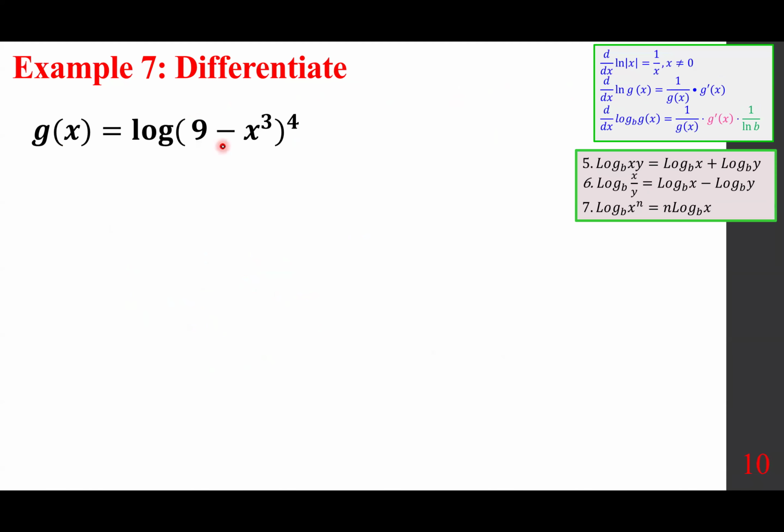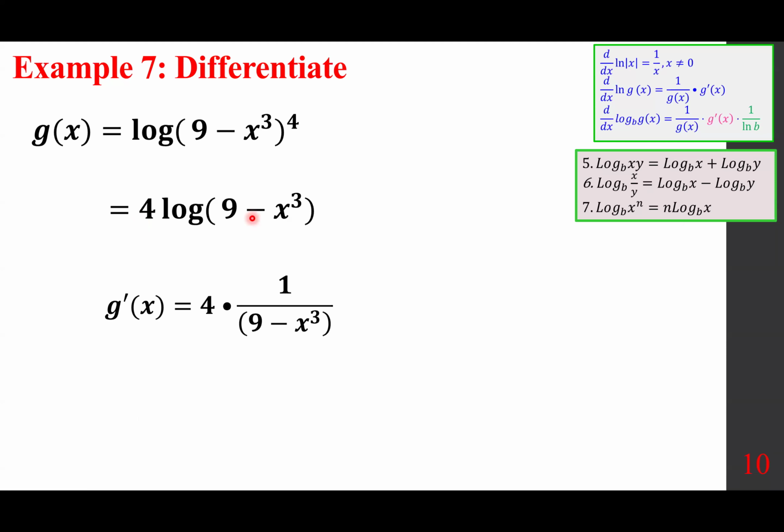G of x is log of (9 minus x cubed) to the power of 4, and decomposition of log is the first step. Using the power rule, we can put the 4 in front. And then we follow the rule. So if I want to differentiate this, I have 4, of course. I flip this over: 1 over 9 minus x cubed. Then I need the derivative of that, which is negative 3x squared.